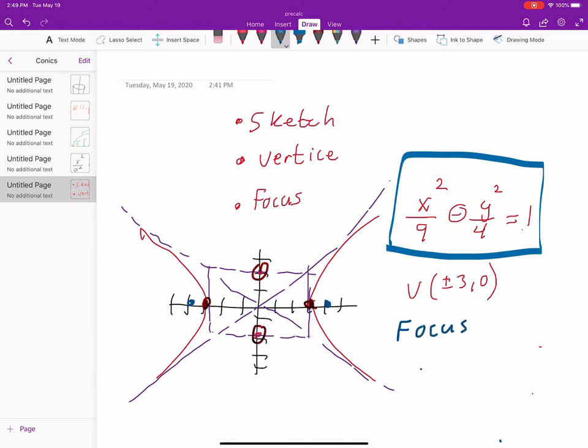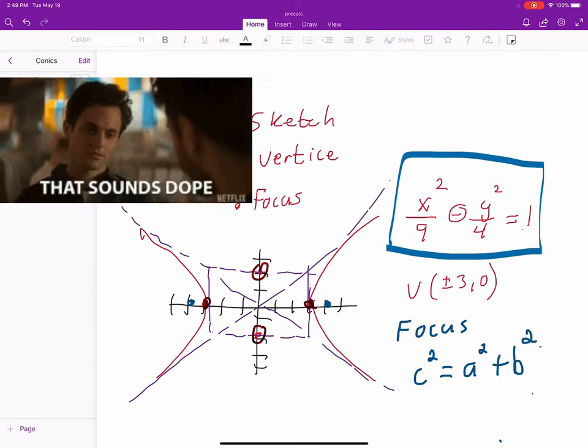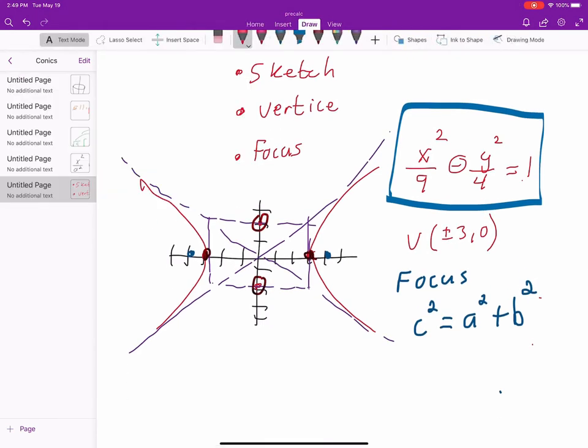We're going to take c squared is equal to a squared plus b squared this time. So it's just like the Pythagorean theorem. Very, very similar. So that's how you're going to find the focus point. So let's do it. We're going to have c squared is equal to 9 plus 4. That's 13. So c is equal to the square root of 13, and it's a plus or minus.